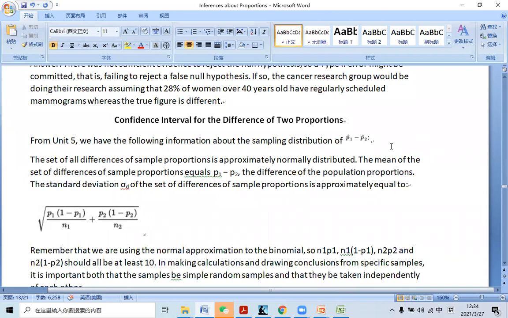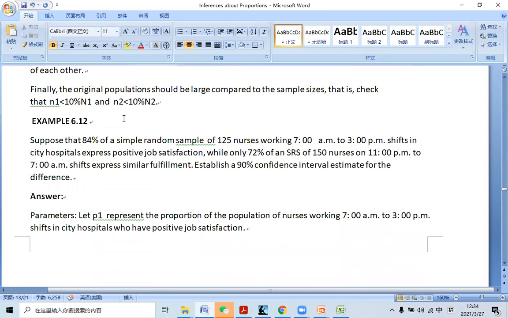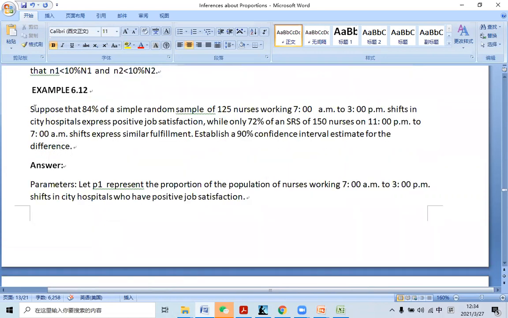Now, just follow me step by step, and we're going to work on confidence intervals for difference between two proportions. Two proportions might differ from each other. Look at this example.